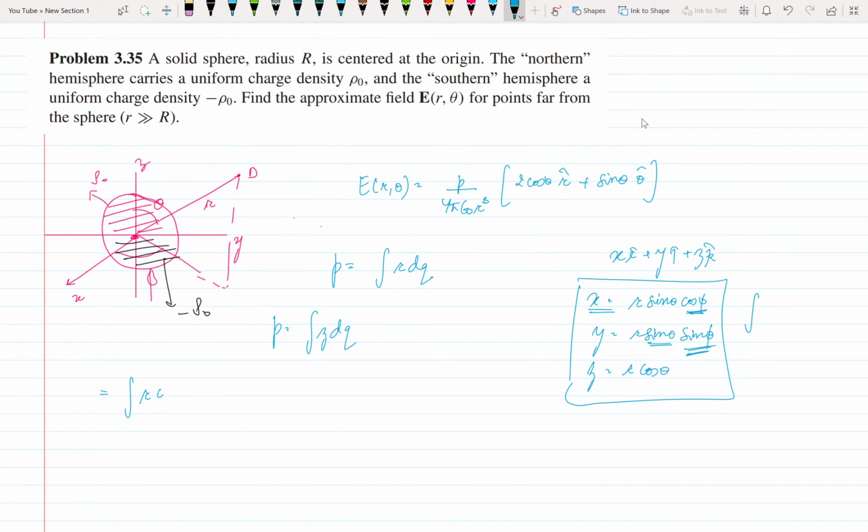So z is r cos theta, and what is dq? dq is rho d tau. I hope you know this. For a solid sphere in spherical polar coordinates, d tau is r squared dr sin theta d theta d phi, and the integration is over the whole volume. I'll be writing only rho here, and when we put the limits we'll separate it out. So we get r cubed dr, since this r and this r squared got multiplied, then sin theta cos theta d theta and d phi.